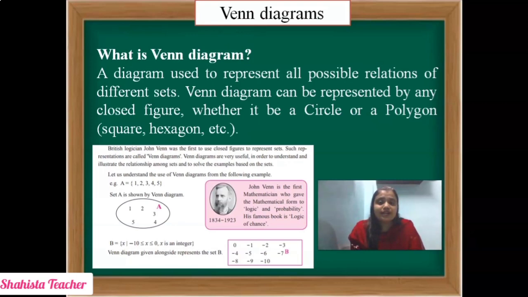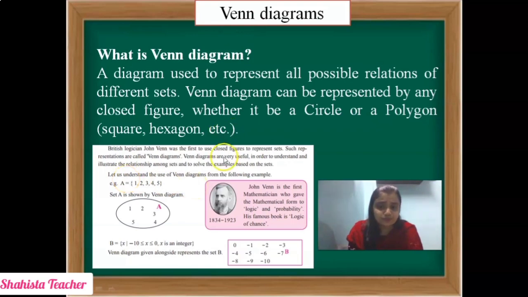There is some history behind this Venn diagram. John Venn is the first mathematician who gave a mathematical form to logic and probability. His famous book is Logic of Chance. He was the first to use closed figures to represent sets. He said that a Venn diagram is a figure to represent a set. Figure means which type of figure? Polygon, square, hexagon. These are all figures, and he said they help to represent the set.